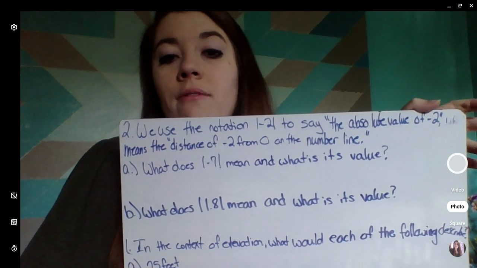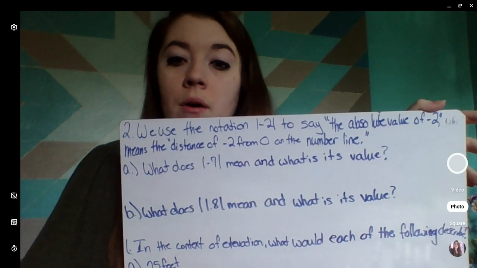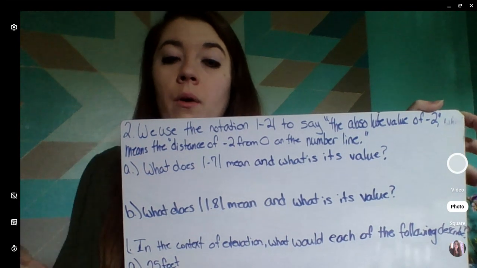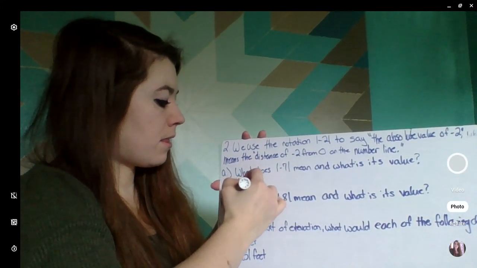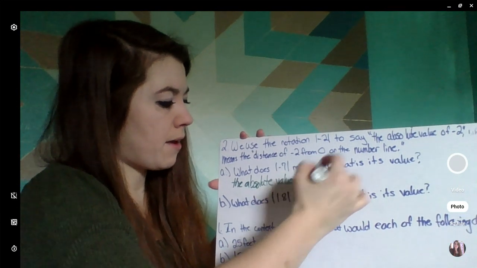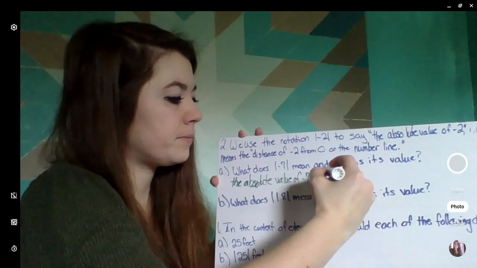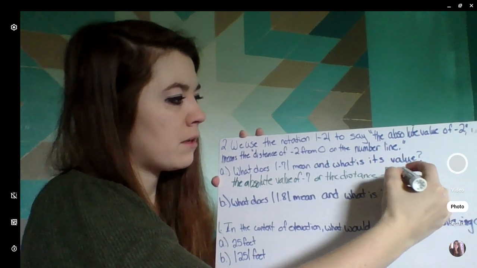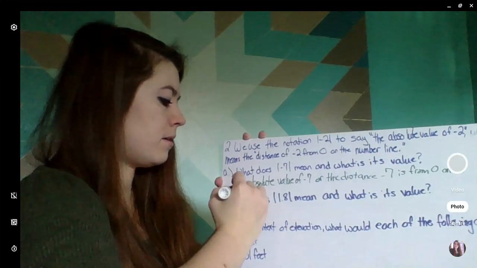So we use the notation, the absolute value of -2, to say the distance of -2 from 0 on the number line. So for A, what does the absolute value of -7 mean, and what's its value? Well, it means the absolute value of -7, or just like we have up here, we have two different notations for what that means. It means the distance -7 is from 0 on the number line.